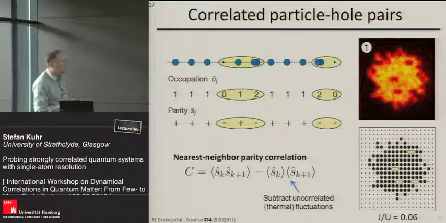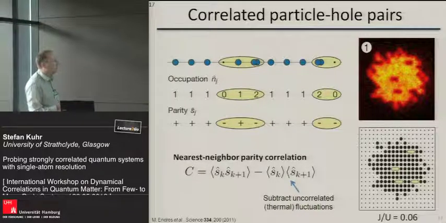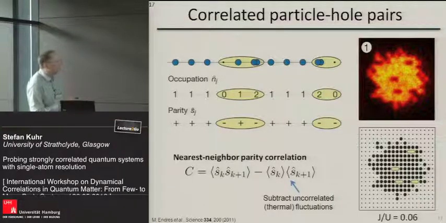And the way we do it, basically, we will have these particle-hole pairs: a doubly occupied site with an adjacent empty site. And as you remember, we have this parity projection, so a doubly occupied site will also be detected as an empty site. So we would see these correlated particle-hole pairs as correlated holes. And we can assign to this occupation number a parity: a parity -1 for an even atom number and a parity +1 for an odd atom number.